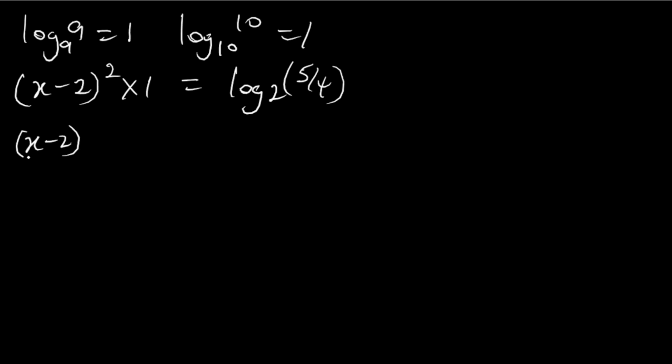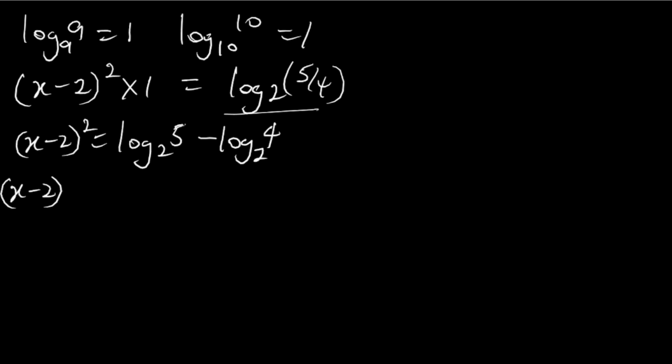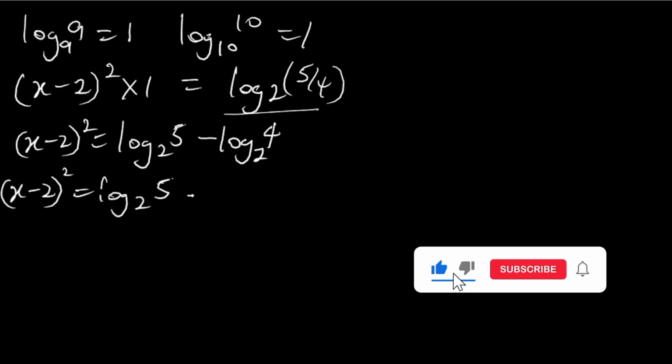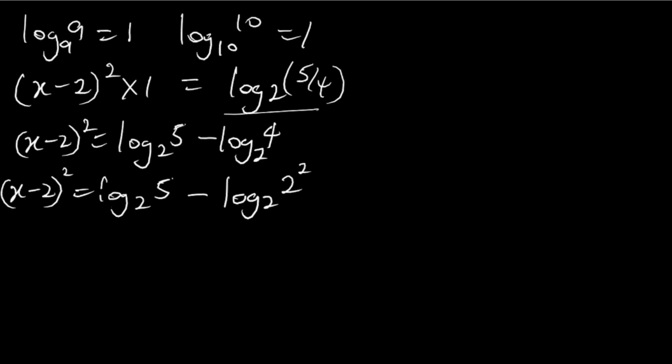Now looking at this, x minus 2 all squared is equal to, this can be split into log 5 base 2 subtracted by log 4 base 2, because of the division sign. What do you think we can actually do? This can be x minus 2 all squared, being equal to log 5 base 2 subtracted by log 4 base 2. The 4 can be 2 raised to the power of 2. Now, the rule of logarithm, as I said before, is that the 2 will have to come down.